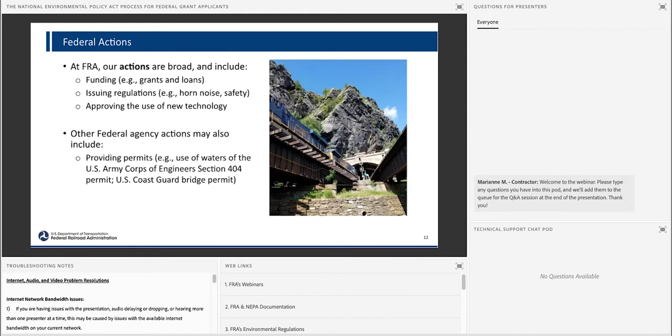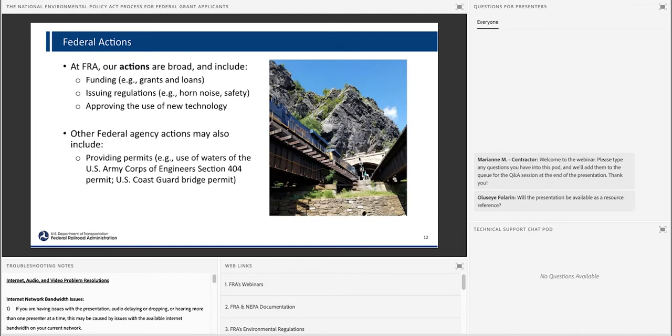So I've mentioned the term action or approvals, and when we're talking about FRA and what is a trigger or requirement for why we need to do NEPA at FRA, most often, our actions are broad, but are grouped into these three basic categories. One is funding. Most all of you are joining here today in anticipation of applying for a CRISI grant. So that is a perfect example: if a project is selected for funding through FRA, that grant, or, in the case of other programs, applying for a loan, would be considered an action that FRA has to consider under NEPA.